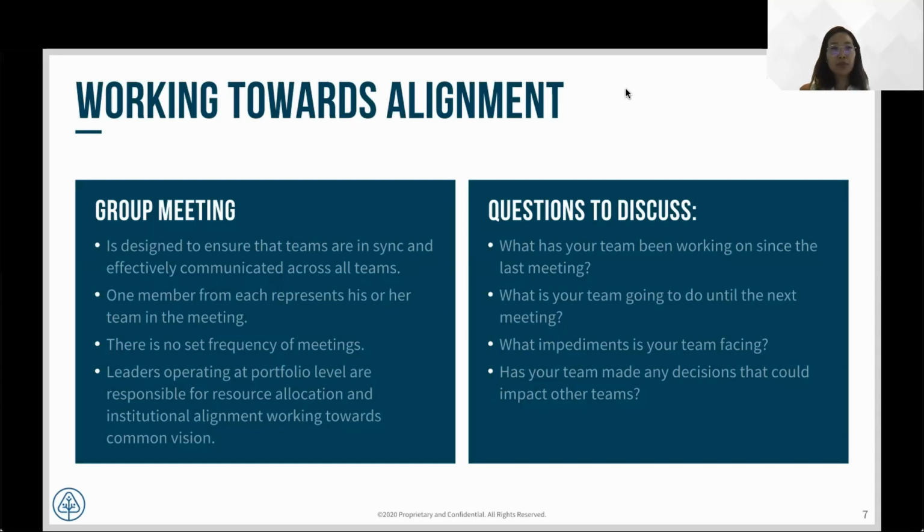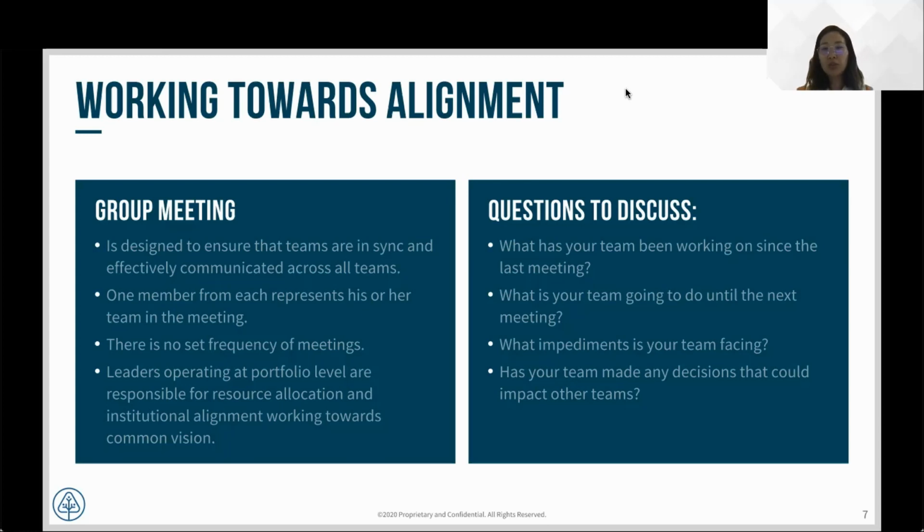As we have Scrum teams operating at different levels, it is important that we align together to achieve the common vision. Here is some of the tips of how we can do that and how we use the group meeting effectively. In the group meeting, you can design the meeting to ensure that the teams are in sync and effectively communicate across all teams. One member from each represents his or her team in the meeting. There's no set frequency of the meetings. Leaders operating at the portfolio levels are responsible for resource allocation and institutional alignment, working towards common vision.